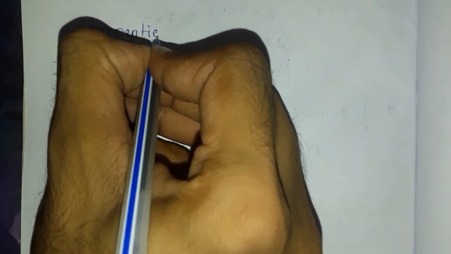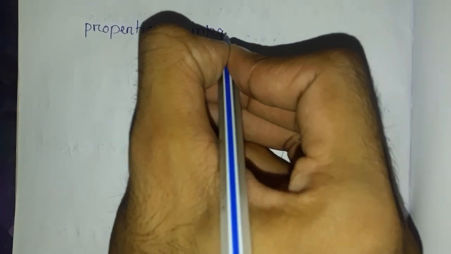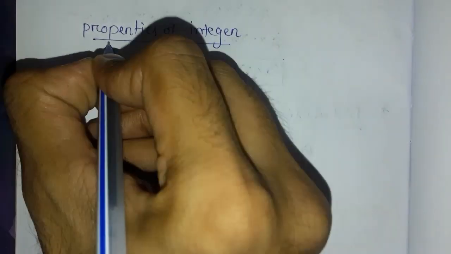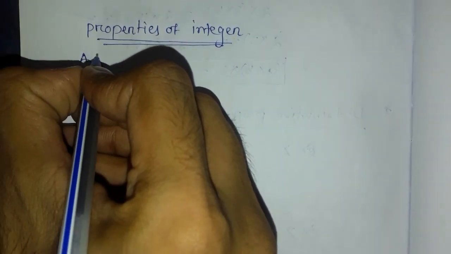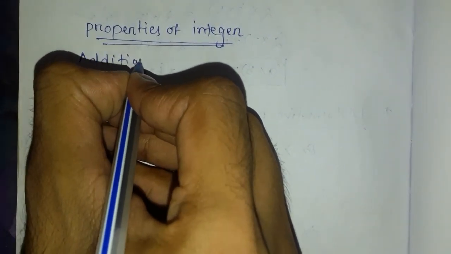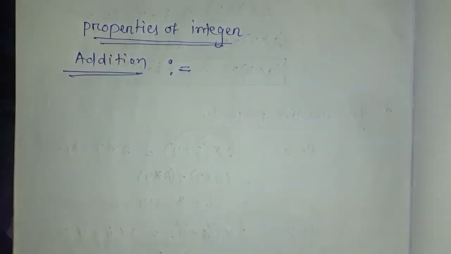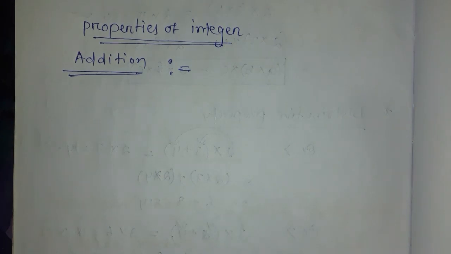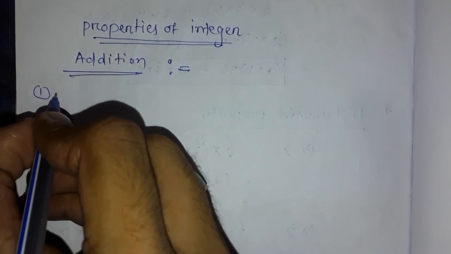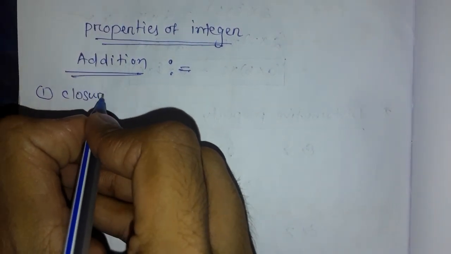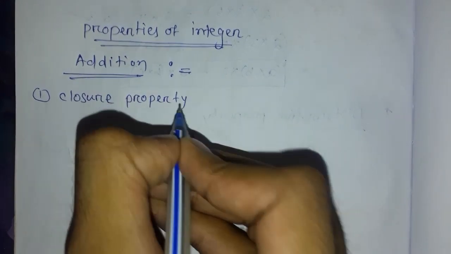Properties of integer. Properties of integer under addition. In the first property we'll learn under addition, that is the closure property.